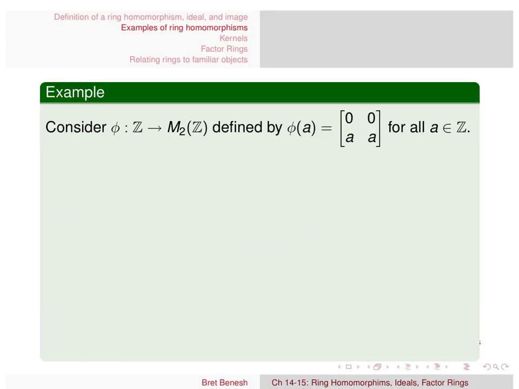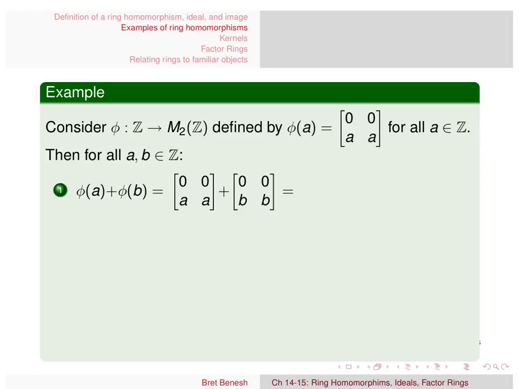All right, here's another map. I'm going to map from the integers again, the standard example of a ring, to the 2x2 matrices that have integer entries. And I'm going to map phi of a to be the matrix 0, 0, and then a, a. So phi of 2 would equal 0, 0, 2, 2. Then let's see, for all a and b, phi of a plus phi of b is defined to be two matrices.